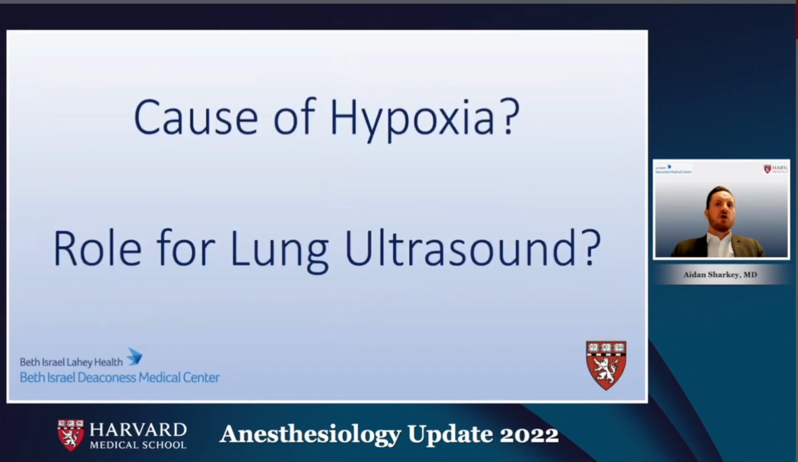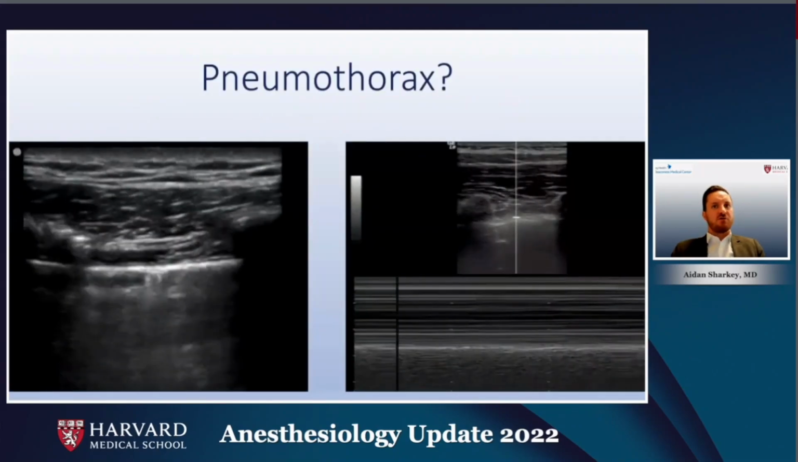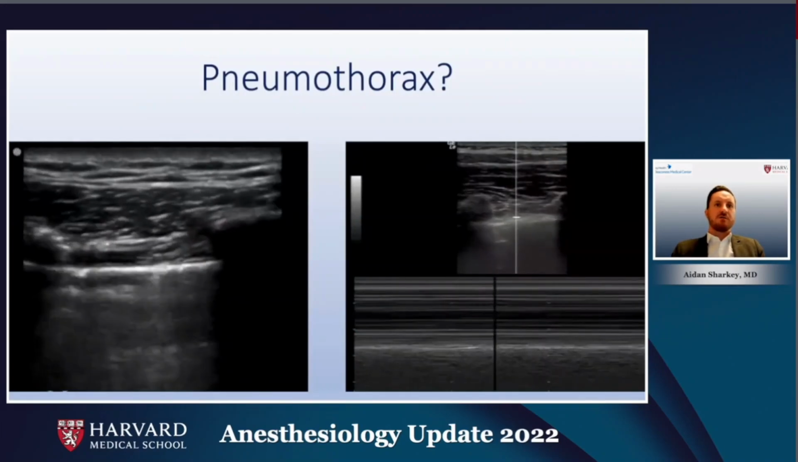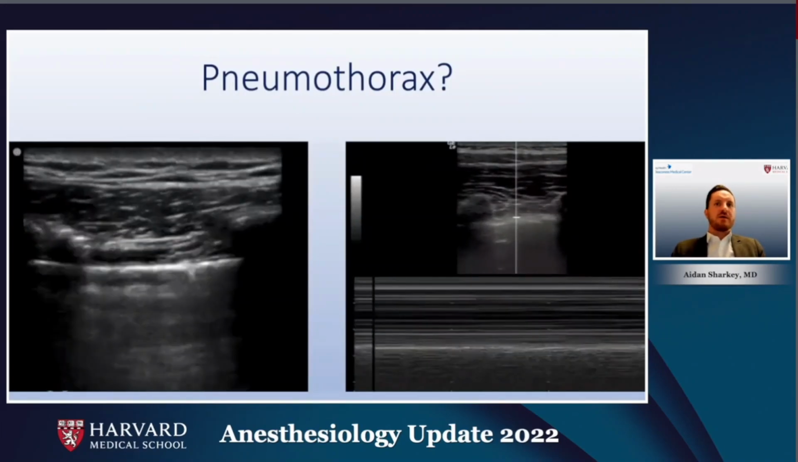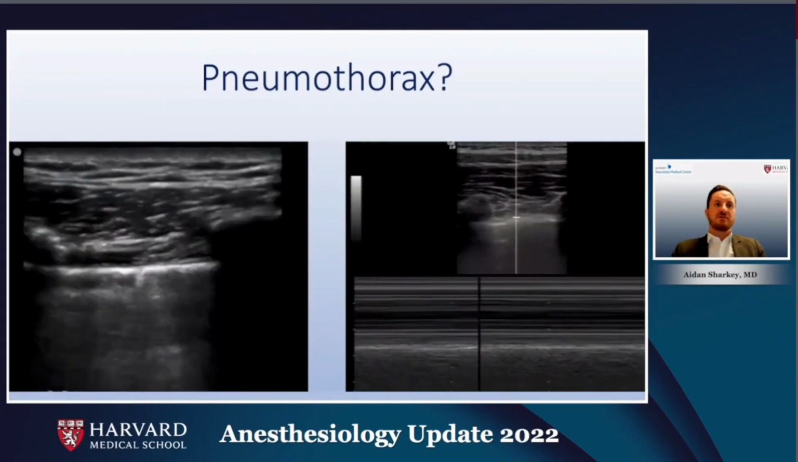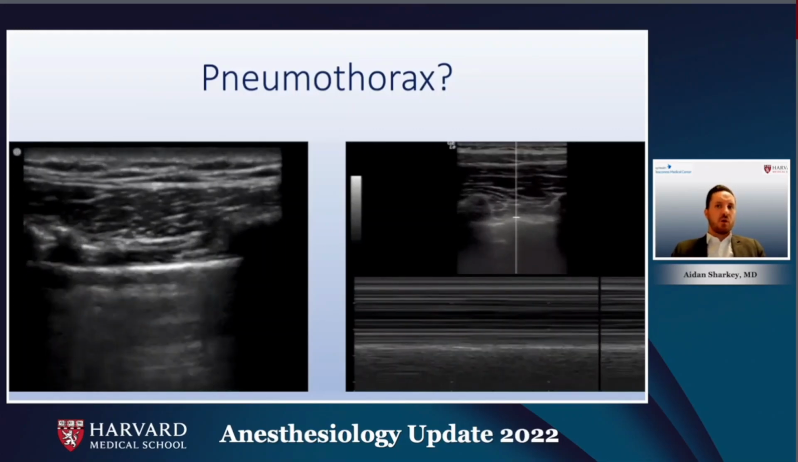So what do we think is the cause of his hypoxia? And is there a role for lung ultrasound in this patient? Well, given this patient's history of having a central line sited for the procedure, it is most certainly prudent to evaluate for a pneumothorax. And when we examine the chest, we see lung sliding and a characteristic seashore sign in all segments. So we can effectively rule out a pneumothorax in this patient.